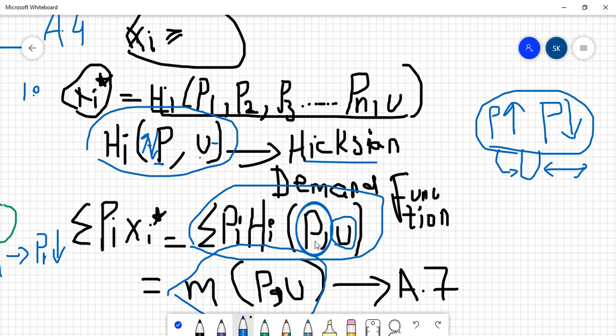Again, the compensated demand function can also be of the form where the prices of both goods change. Still, the utility of the consumer should remain the same.